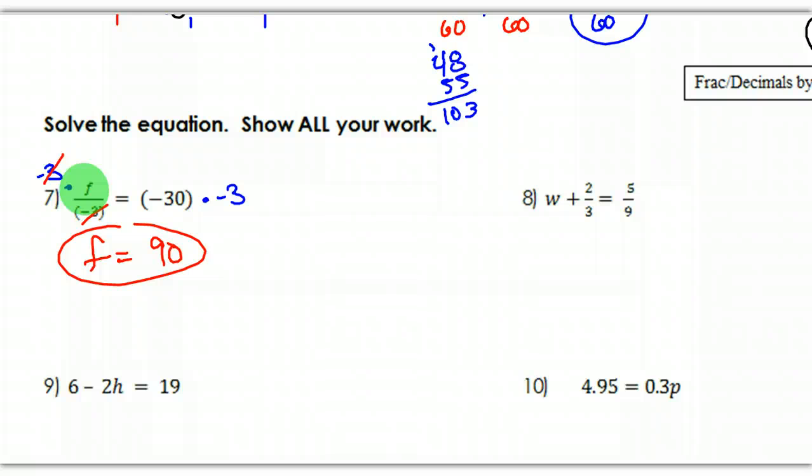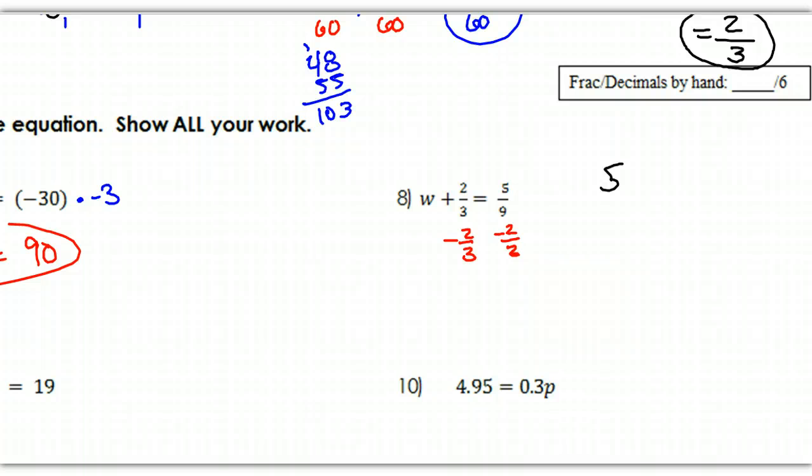In number 8, we have to get rid of addition. So to get rid of addition of 2/3, we would subtract 2/3 from both sides. So this one is a subtraction of fractions question. What we have to do is do 5/9 minus 2/3. And we need a common denominator again. So 5/9, our common denominator is going to be 9. We'd multiply this by 3 on top and bottom.